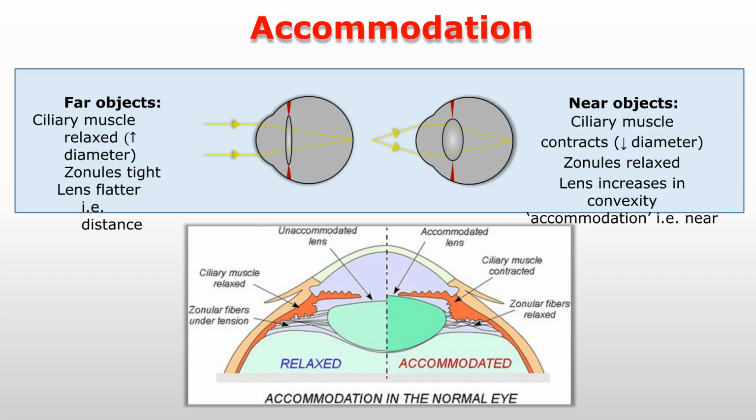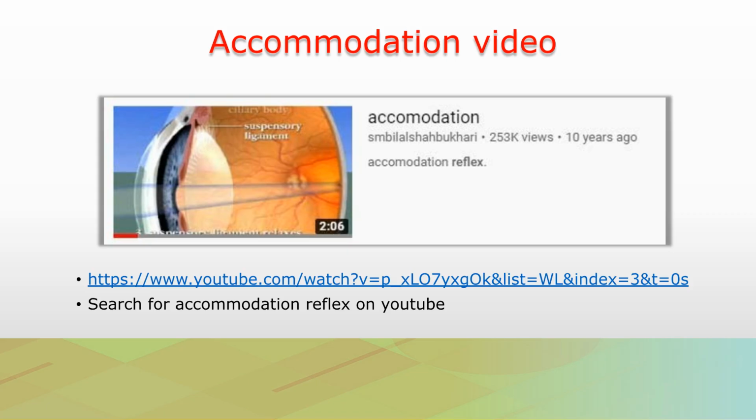For far objects, the ciliary muscle relaxes, the zonules tighten, and the lens flattens. For near objects, the muscle contracts, the zonules relax, and the lens increases in convexity. For a visual explanation of accommodation, please search for accommodation reflex on YouTube.